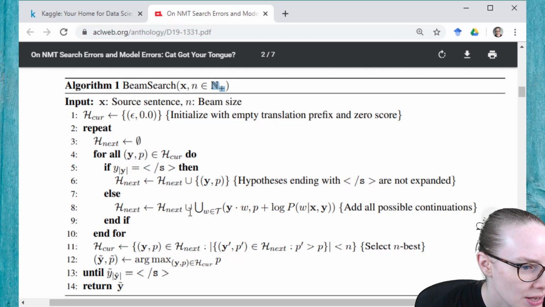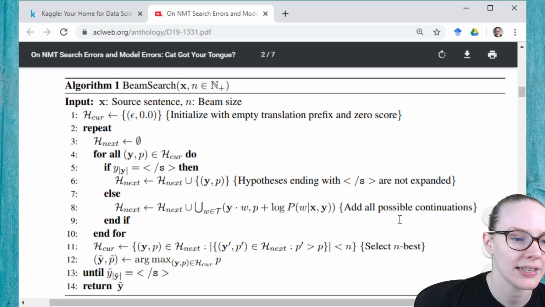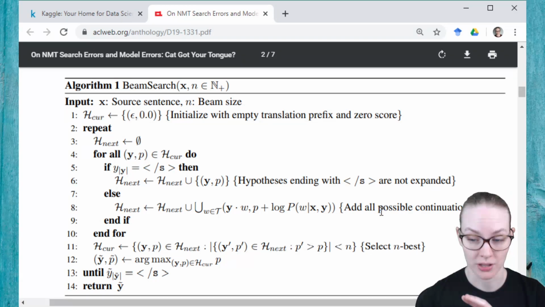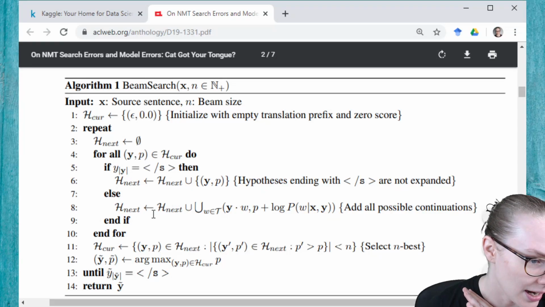So the union of next and then big U, W from the vocabulary. So you pick a word from the vocabulary and you get the, oh, I see. So you look at every word in the vocabulary and use them as a possible continuation. And then you place your pairs into the current one.